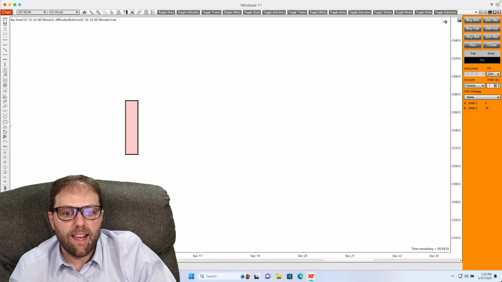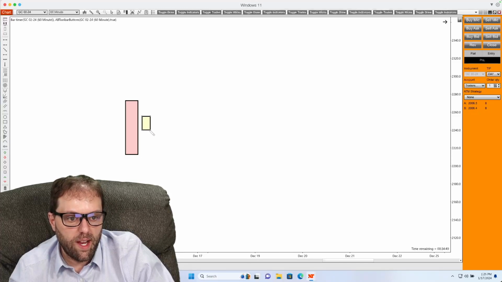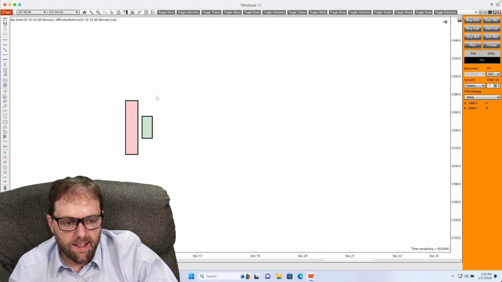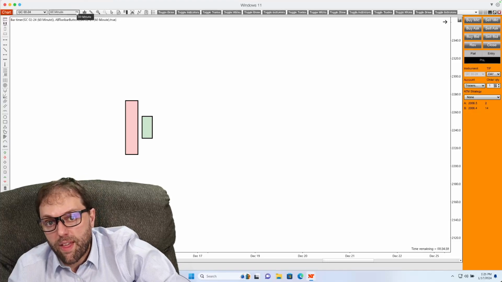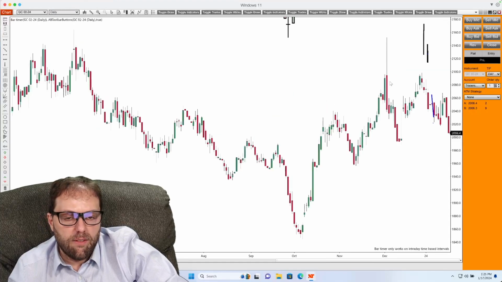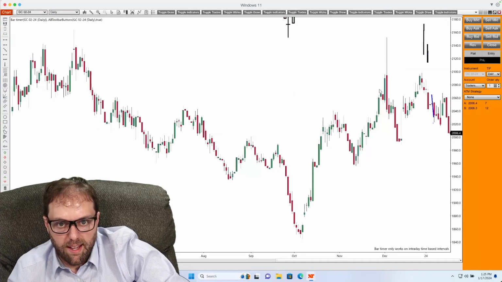And then the second candle will be encompassed in between the body of the previous candlestick. Something similar to this formation right here. Once again, there may be some wicks that go above and below. But we're going to see if we can find some examples of bullish Harami candlesticks.